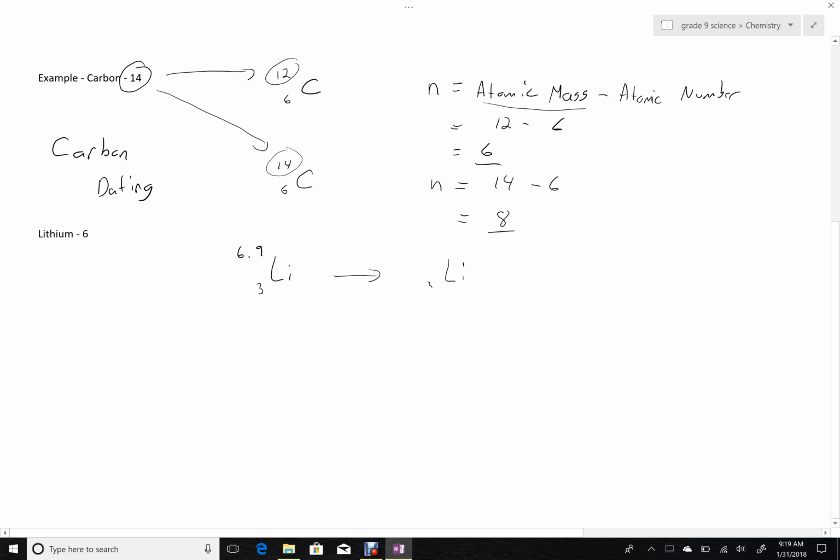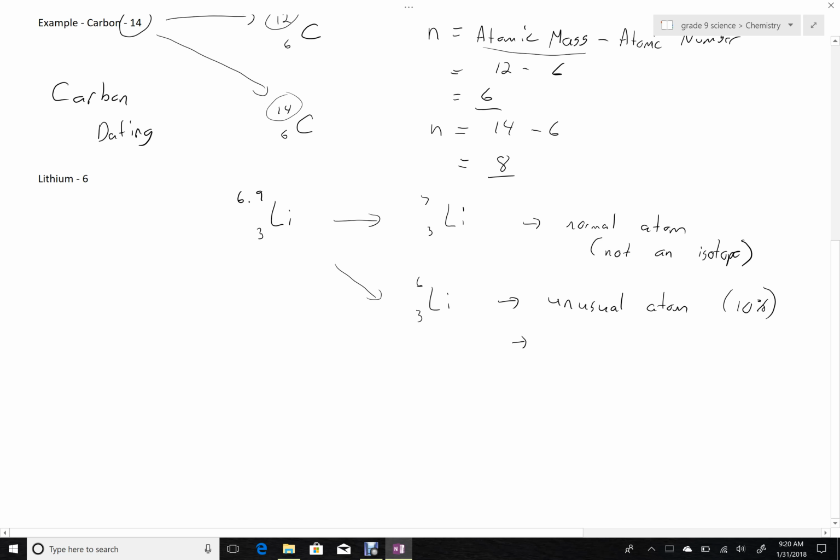Well, what that means, and this is why it's closer to 7, is that most of the lithium is lithium-7. This is the normal atom, and we would say this is not an isotope. But it's not all 7. Some of it is lithium-6. You can do the math to figure out how much. It's about 10%. So this is the unusual atom, in that it only occurs about 10% of the time. That's not exactly right, but it's close enough. Anyways, this then has an unusual number of neutrons, and as a result, this is an isotope.